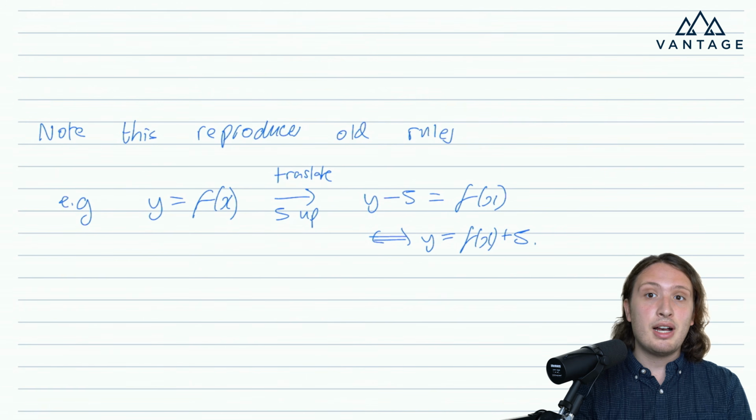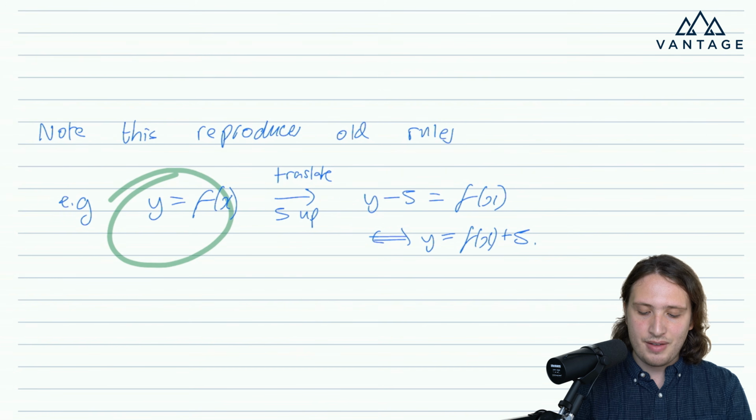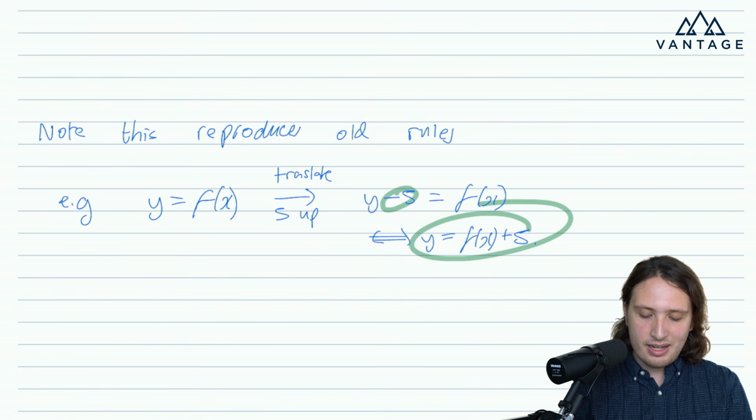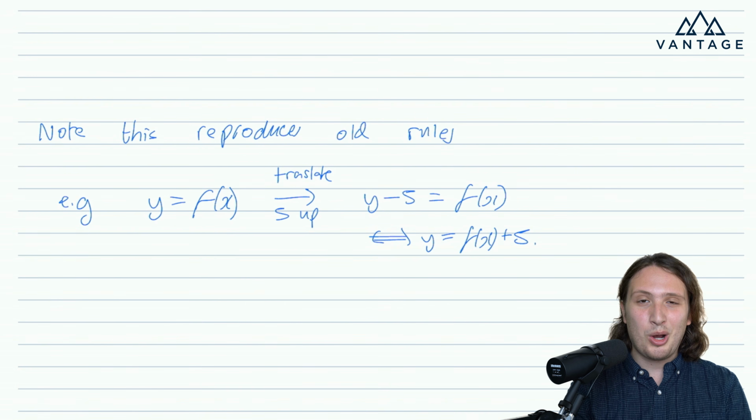Well, let's consider a vertical translation. So suppose I want to translate by 5 upwards. Using our new rules, that means we replace y with y minus 5. So if I did have y equals f of x, it becomes y minus 5 equals f of x. So when I then bring the 5 over, I've now recovered the old rule.